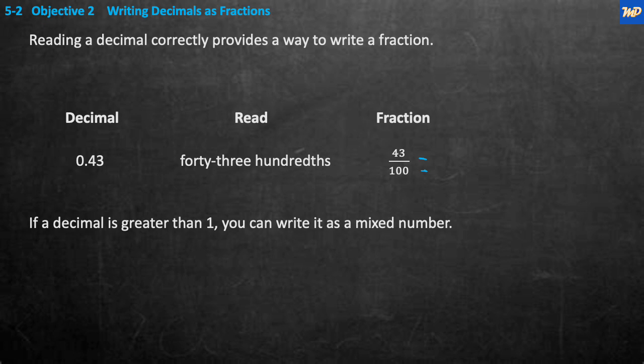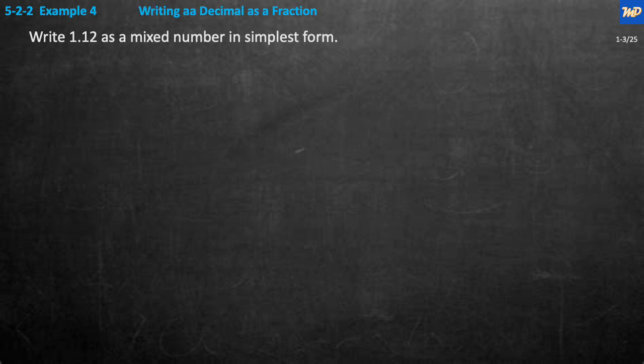If a decimal is greater than 1, you can write it as a mixed number. You can say 1 and 43 hundredths, or if you have to, you can just divide it out. Okay? Good. Example 4, writing a decimal as a fraction. Write 1.12 as a mixed number in simplest form. We're just going to work with the decimal piece, because the 1 is fixed. We don't have to do anything with that. We're just going to keep it.